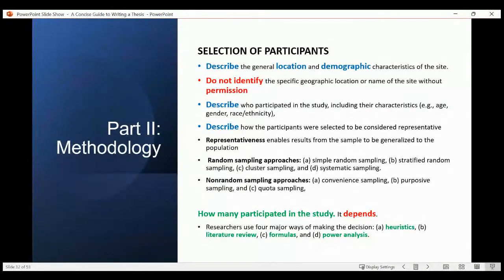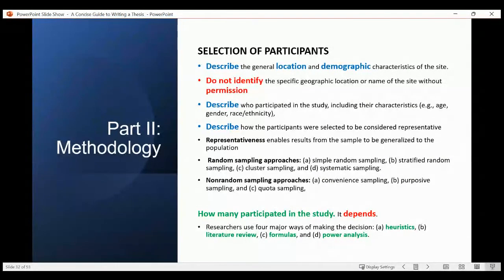If you submit the ethical form, for example, the IRB, Institutional Review Board form, and the university or the site gives you the permission to mention the name of the institution or the school or whatever the site is, then you have the right to present the name of the institution or the site. If not, please don't do it because it's not ethical.